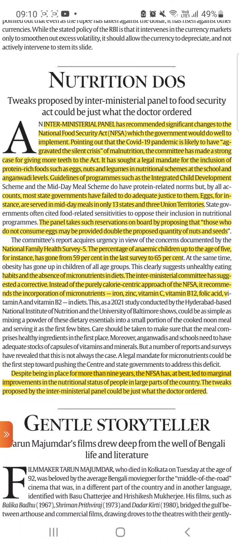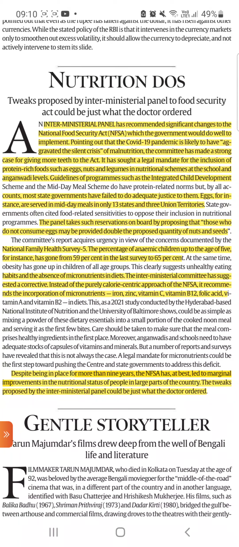The committee has made a strong case for giving more teeth to the act. It wants a legal mandate for the inclusion of protein-rich foods such as eggs, nuts and pulses in the nutritional schemes at the school and Anganwadi levels. Guidelines of programs such as Integrated Child Development Services and midday meal have protein-related norms, but by all accounts most state governments have failed to do adequate justice to them.